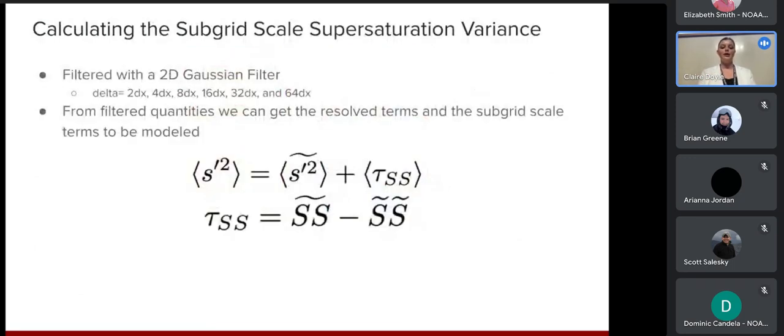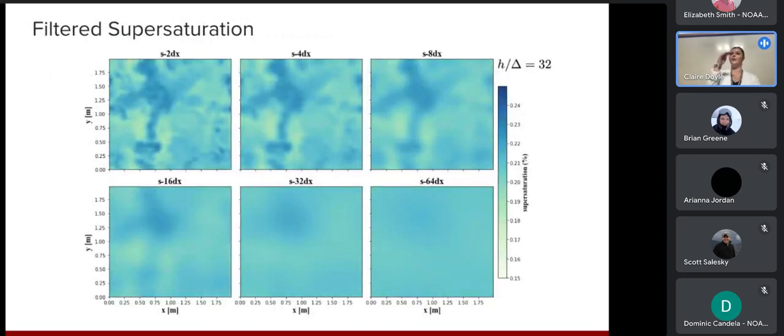And so now we want to take a look further into specifically the supersaturation variance. Like we talked about, this was something that has fluctuations that is really important in understanding so that we can find out where there potentially could be preferential growth zones. So to do this, once we get our data, we're going to filter it with a 2D Gaussian filter. We did this at 2, 4, 8, 16, 32, and 64 filter widths. And then from our filtered quantities, we can get the resolved terms and the subgrid scale terms that we will need to model.